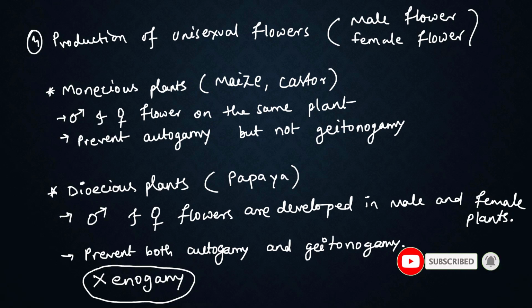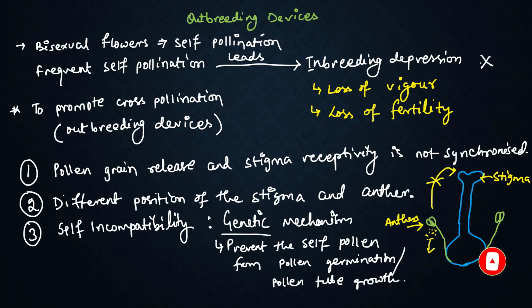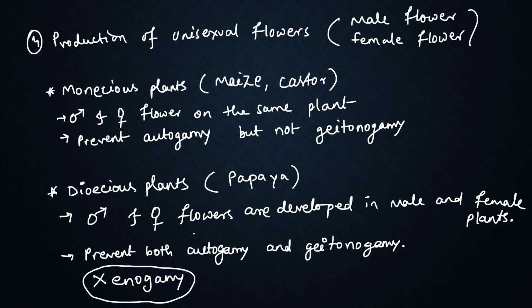So again, to summarize, we have four different mechanisms of outbreeding devices. These include asynchrony, or different timings of the maturation of the pollen grain and the stigma, and the difference in the position of the stigma and anther. The third is self-incompatibility, a genetic mechanism, and the fourth is the production of unisexual flowers. So these are the mechanisms of the outbreeding devices.